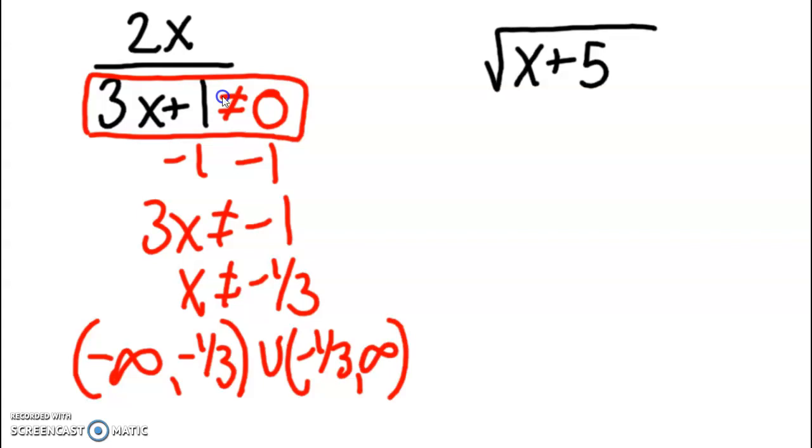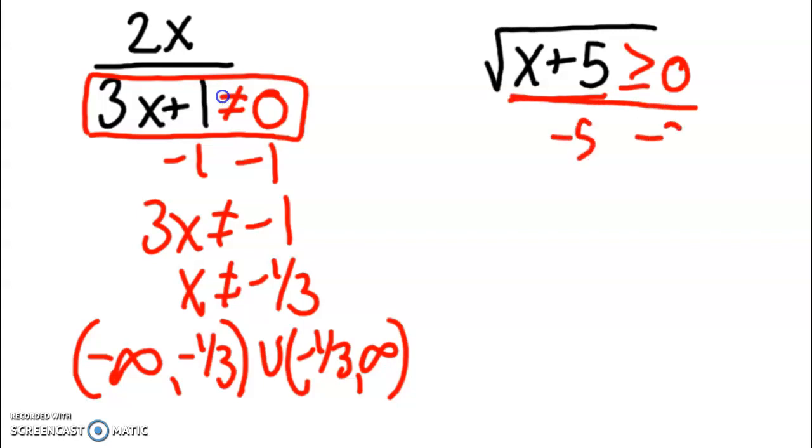The second restriction we have on our domain is a square root. We cannot take the square root of negative numbers. Therefore, anything within the square root must be greater than or equal to 0, because we can take the square root of 0. The square root of 0 is 0. So this is the new equation that we're going to solve.